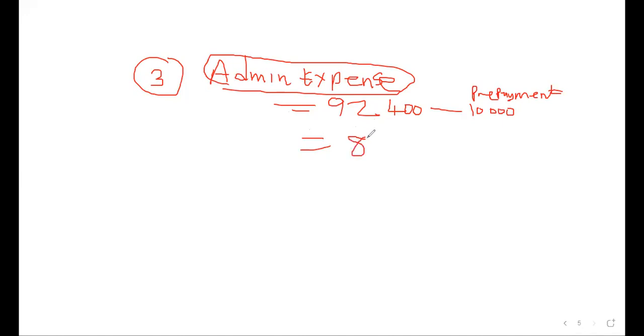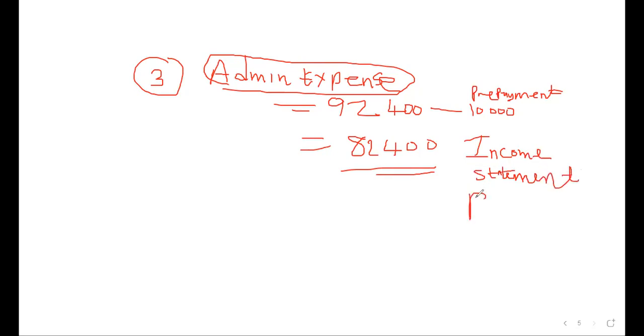So this means we are going to have 82,400. This is the amount that will be an expense, which would go to the income statement under expenses. So this 82,400 will go to the income statement under expenses. All right, so this is it. The income statement is also called profit and loss, P&L, the profit and loss account. So that amount will go there in the income statement as an expense.